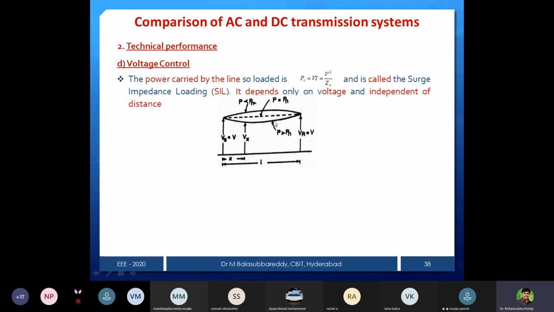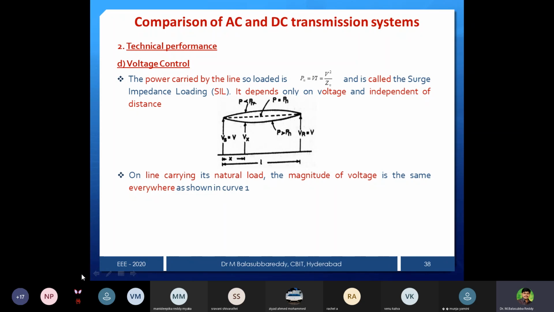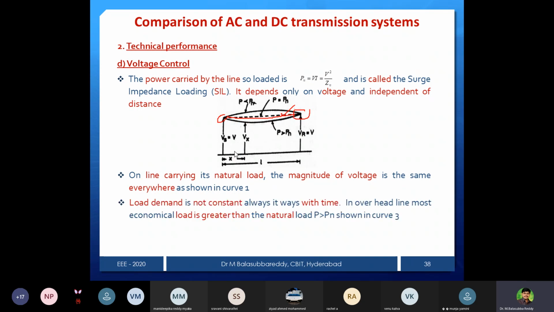Now this diagram will give a clear picture. A line carrying its natural load, that is Pn, has the same voltage magnitude throughout from the sending end to the receiving end, in curve 1. Let it be the dotted line. You can see this dotted line, whether it is the sending end side or the receiving end side, the voltage magnitudes are the same. Now, load demand is not constant. Always it varies with time because it is not a fixed one.